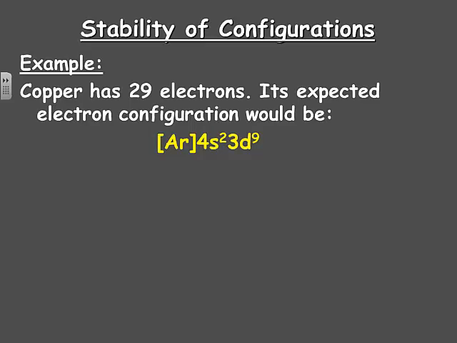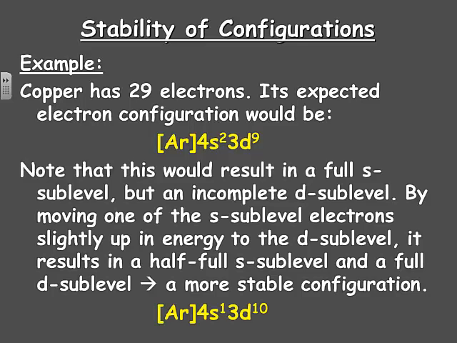We could have extra stability if we had a half full S sublevel and a completely full D sublevel, because then we'd have one of each. We'd have a full and a half full instead of just a single sublevel that's full. So its electron configuration actually works out to be argon 4s1, 3d10, by moving one electron up from the 4s sublevel that was full, promoting it to the 3d sublevel that was only one away from being full.